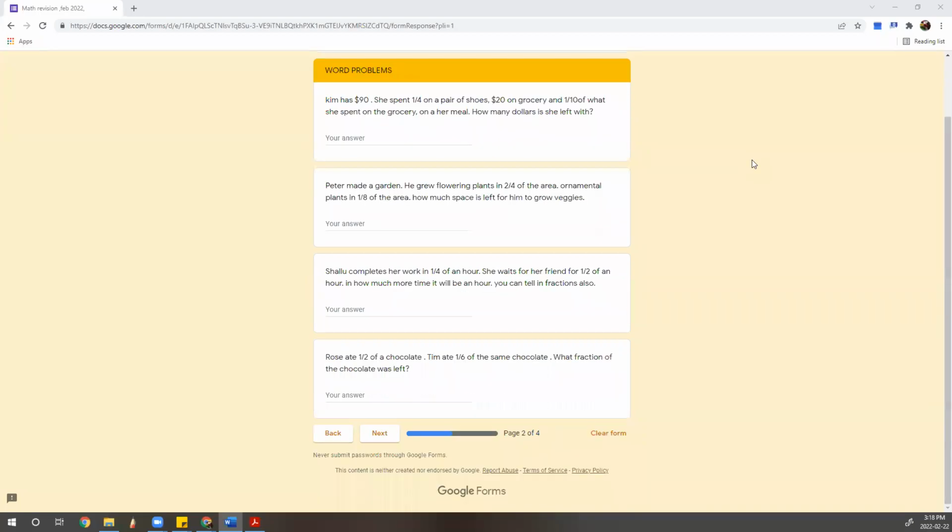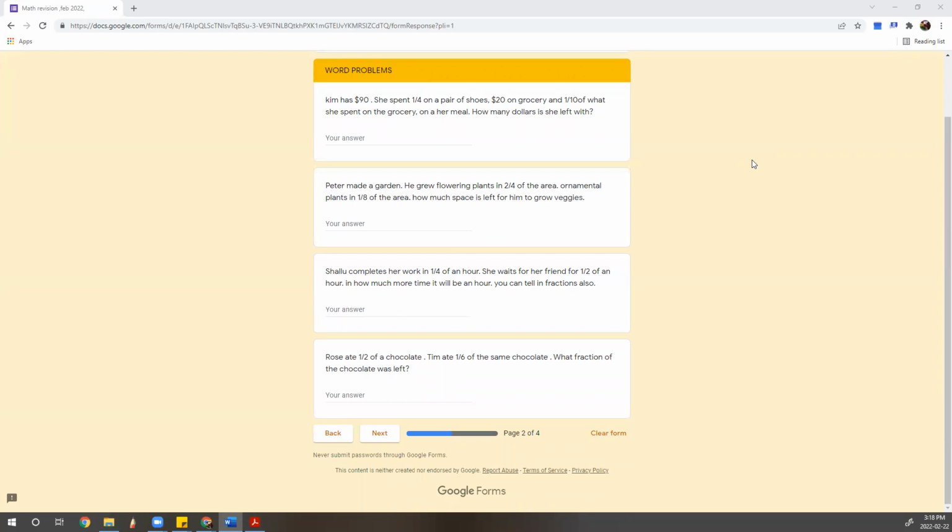Okay, now we're going to discuss fraction word problems. They can involve addition, subtraction, multiplication, or division of fractions. But as long as you know the idea of each of them, you won't have any problem determining whether to add, subtract, multiply, or divide. Okay, let's start with the first question.